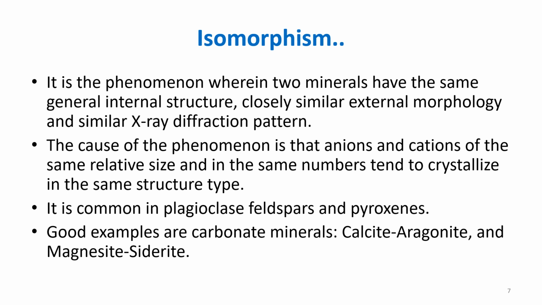Overall, not only the plagioclase feldspars but pyroxenes also show this phenomenon: anions and cations of the same relative size and the same number tend to crystallize in the same structure type. Other good examples are carbonate minerals like calcite, aragonite, magnesite and siderite. Calcite and aragonite have the same chemical composition, CaCO3, though their physical properties may differ slightly. Magnesite is MgCO3 and siderite is FeCO3.